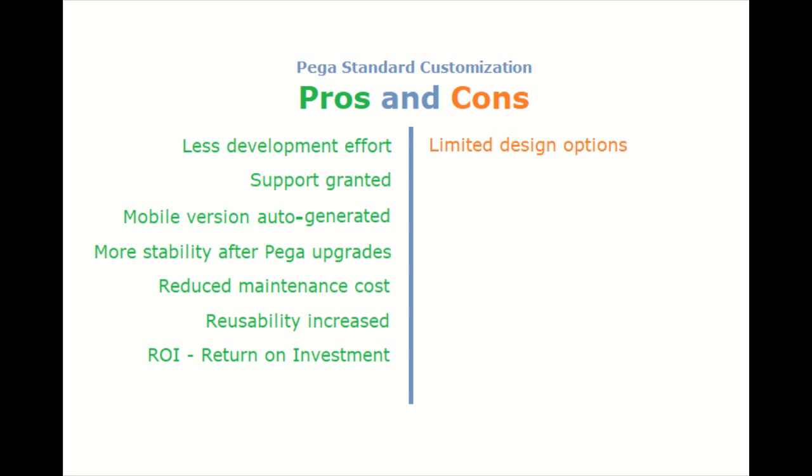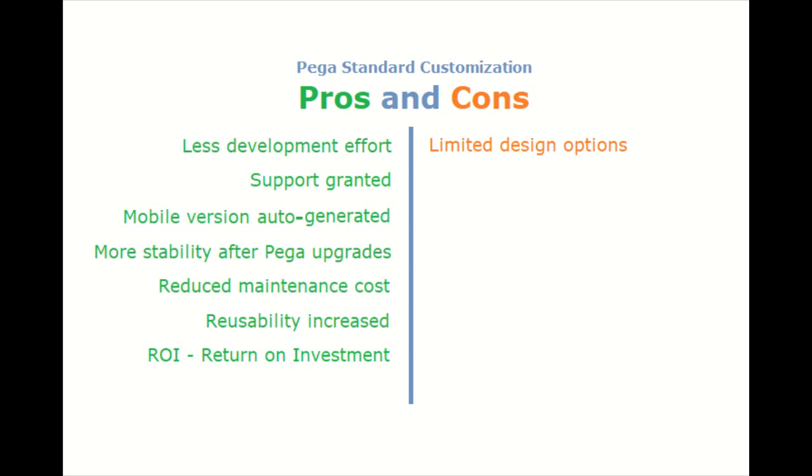Mobile version: the mobile version is auto-generated without too much effort, but remember, you have to test your application with mobile devices anyway. If you don't test your product with mobile devices, it means that your application is not for mobile. More stability after Pega upgrades: if your application was made following best practices, the percentage of problems after updates is strongly reduced.